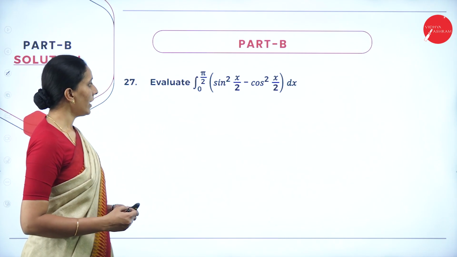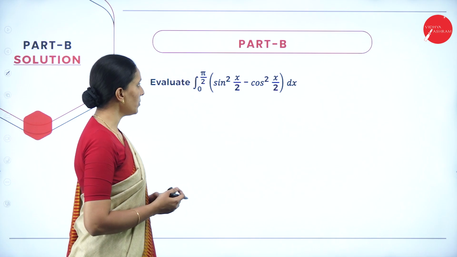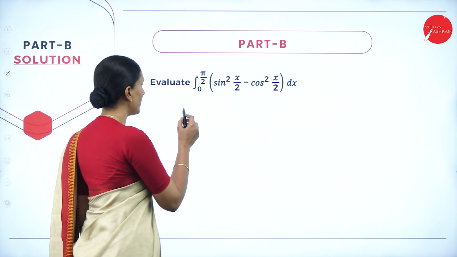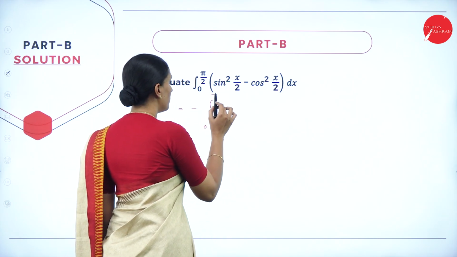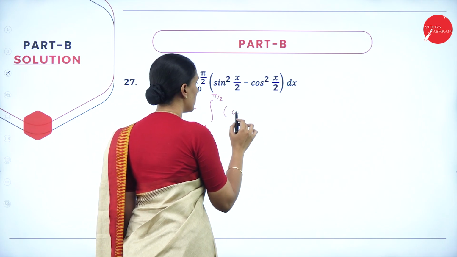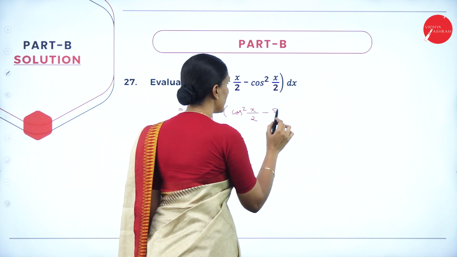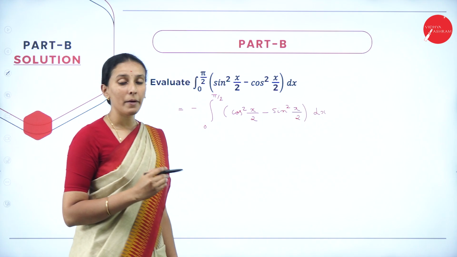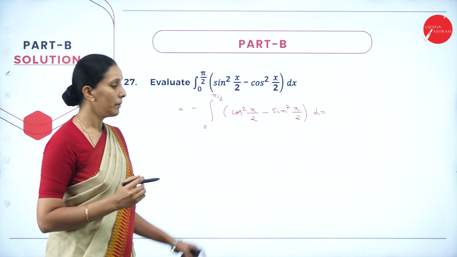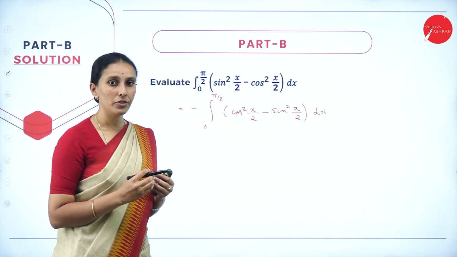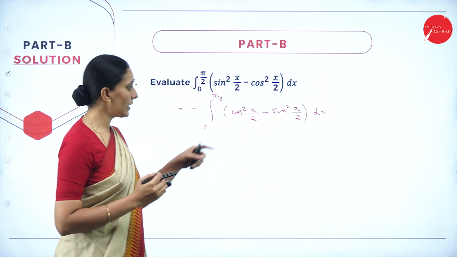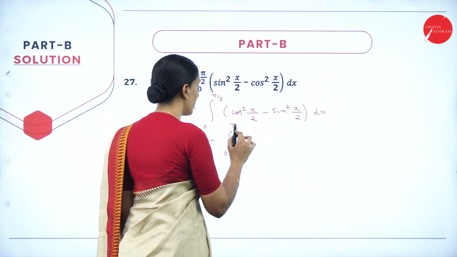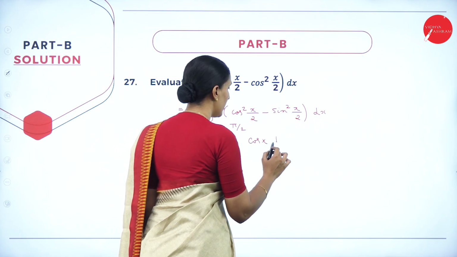Next question, evaluate integral with the limits 0 to pi by 2 sin square x by 2 minus cos square x by 2 dx. Let's take minus outside the integral 0 to pi by 2. Then this becomes cos square x by 2 minus sin square x by 2 dx. We know that cos square theta minus sin square theta is cos 2 theta, but here it is in the form of half angle. So instead of cos 2 theta, we can write cos theta, but x is given here, so we can write it as cos x. Using trigonometric identity, we can write this as cos x dx.